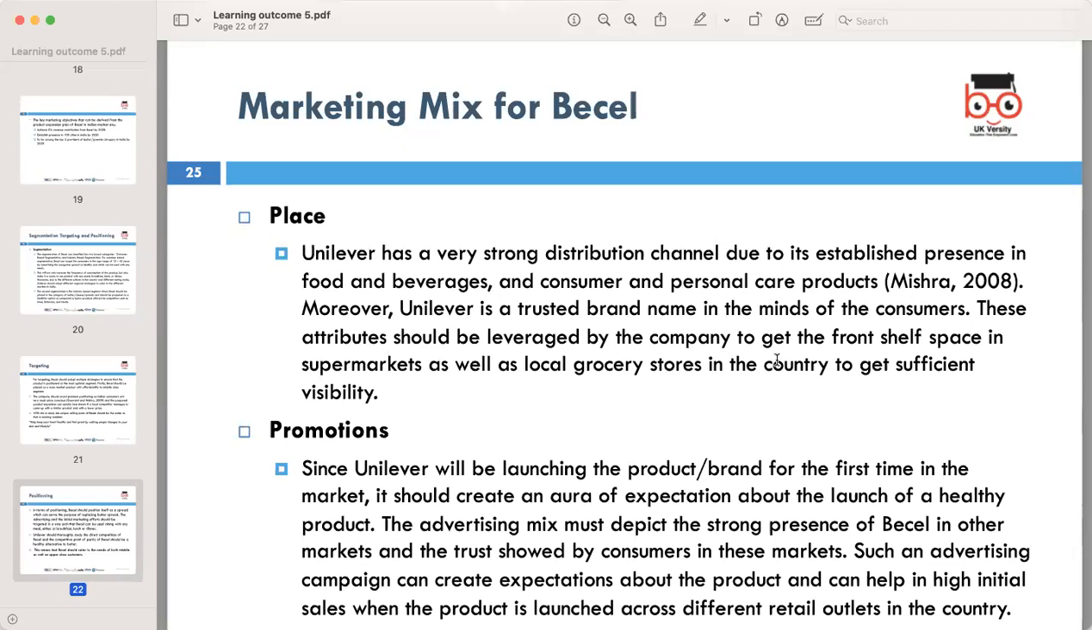So leveraging Unilever's strong distribution channel and established presence in food, beverages, consumer goods, and personal care products, we should secure prominent shelf space for Basil in both supermarkets and local grocery stores across the country. This will ensure the product gains significant visibility and accessibility to consumers.